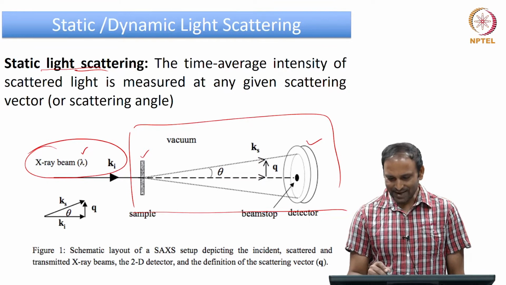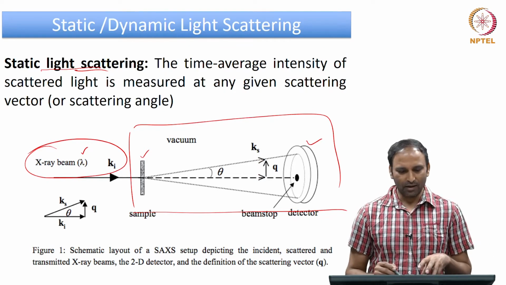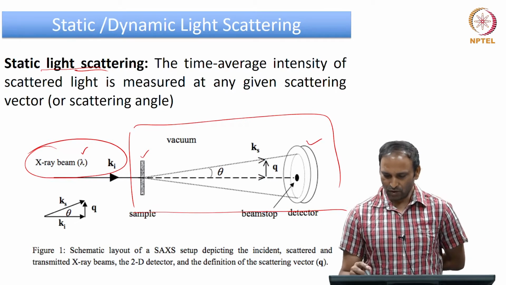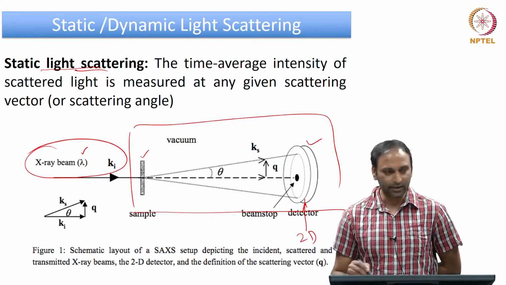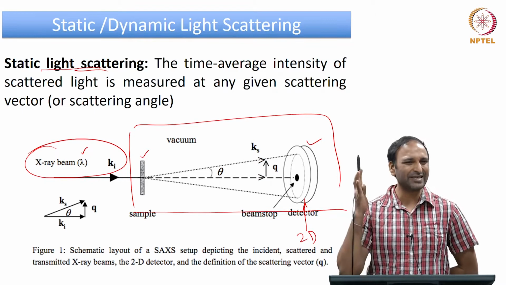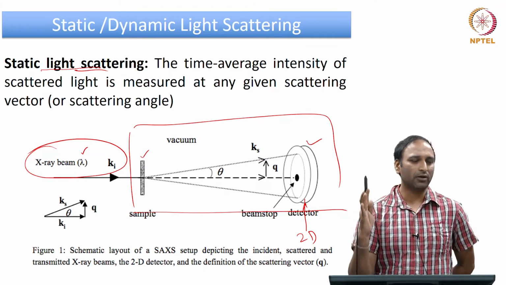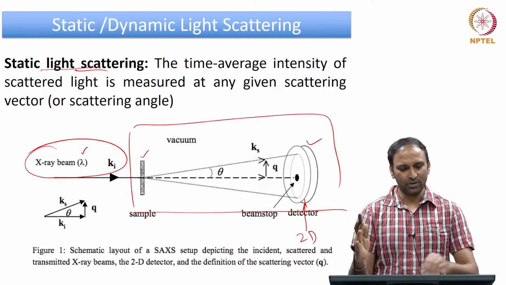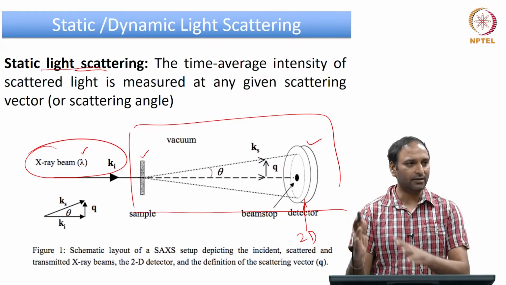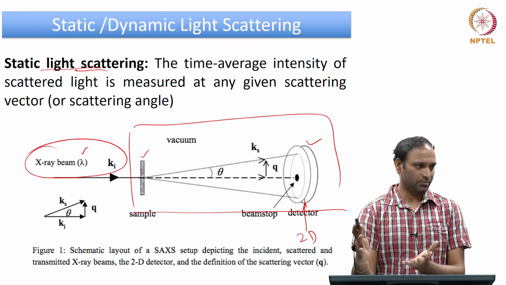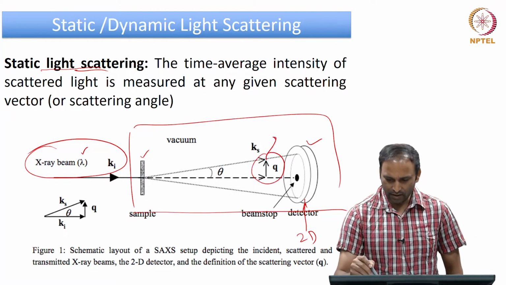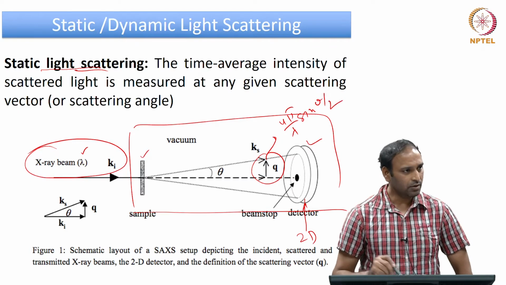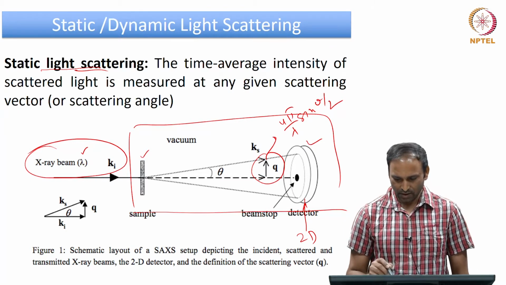In this case the detector is what is called a two-dimensional detector, because it's basically a screen. You should think about there's a sample, there's an X-ray beam, and something is scattered, and it falls onto the screen. And then this q is again 4 pi by lambda into sine theta by 2. That's the scattering vector.